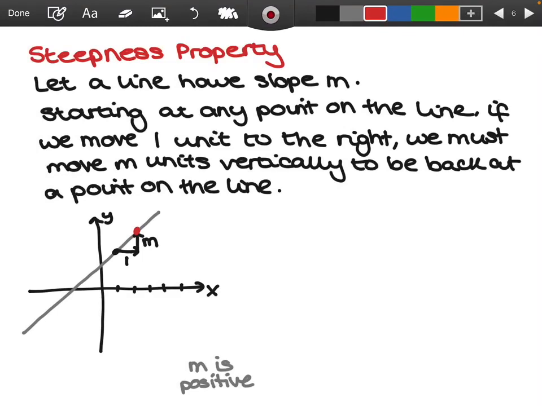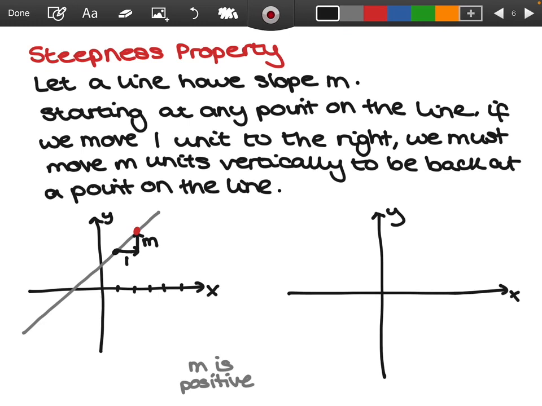What happens if m is negative? Well, if m is negative, then let's sketch out another quick graph here. If m is negative, you'll find that the line falls as you go from left to right. So it will look something maybe like this. This line has negative slope. We don't know what the intercepts are, we don't really care what the line is. It's just a line with negative slope. So in this case, m is negative because it falls as you go from left to right.